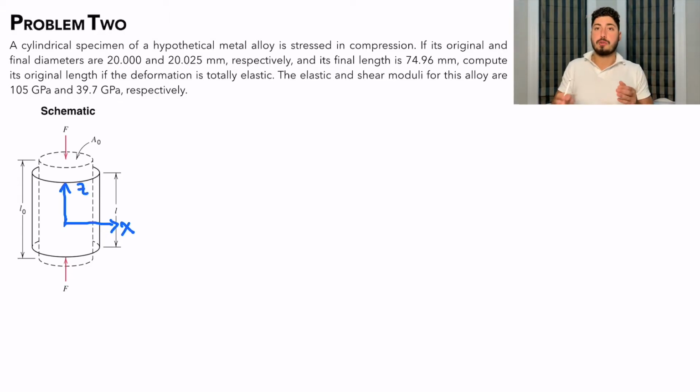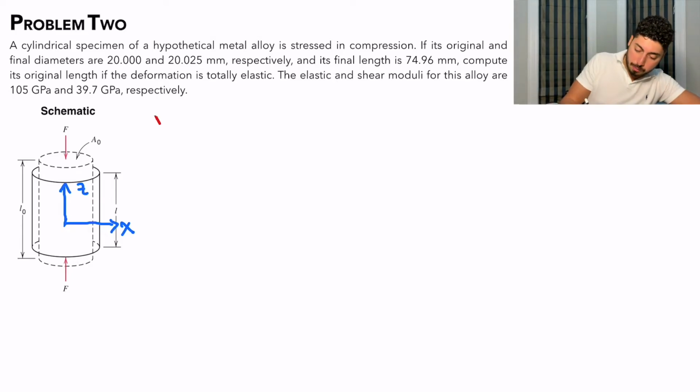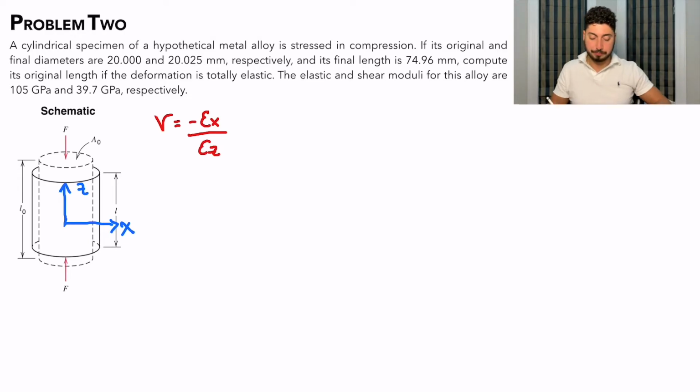So longitudinal and transverse just imply the direction in which our force is acting. If our force is acting in the direction of our axis, then it's longitudinal. If it's perpendicular, then it's transverse. So the way to relate our longitudinal and transverse strain is using Poisson's ratio. Poisson's ratio is equal to the negative strain in the x all over the strain in the z.